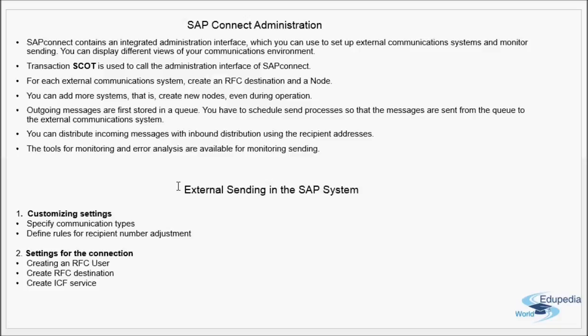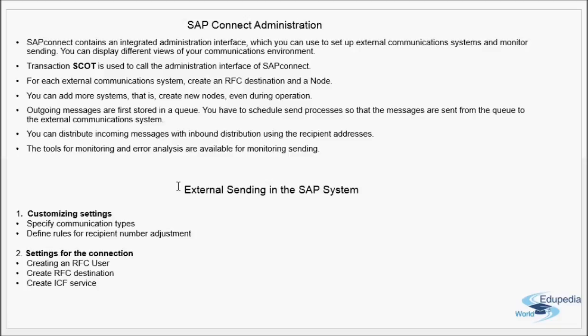Now, external sending in the SAP system. Here are the main points which we have to take care of, which have to be configured for external sending in the SAP system. The first one is customizing settings: specify communication types, define rules for recipient number adjustment. So first, you have to customize your settings. You have to maintain all these things in the SCOT transaction.